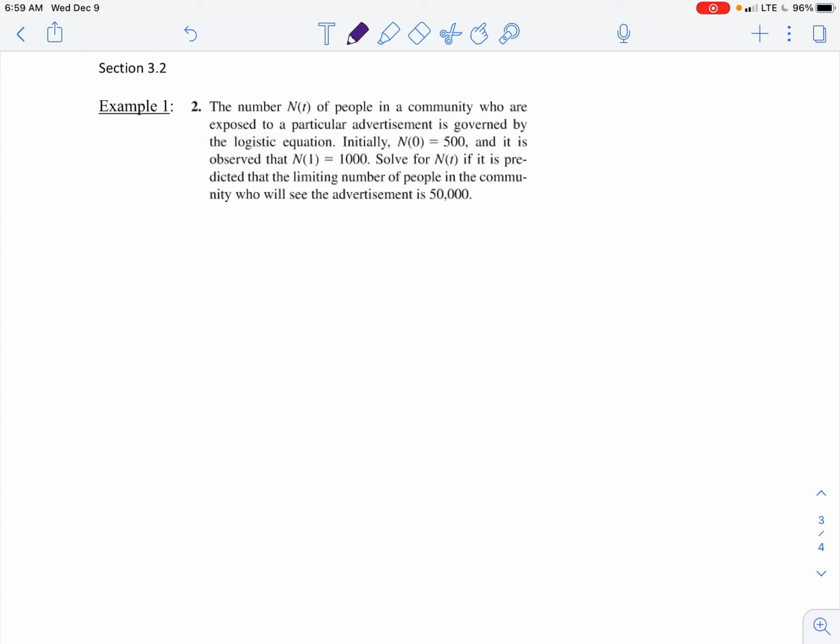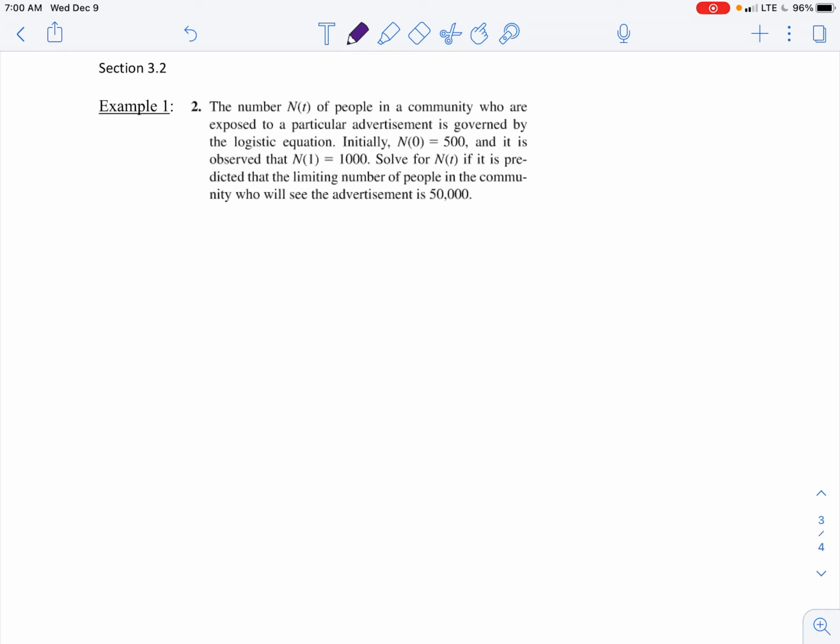Alright, so let's go ahead and use the logistic function to help us solve a situation that's modeled, for example, 1. The number N of t of people in a community who are exposed to a particular advertisement is governed by the logistic equation. Initially, N of 0 is equal to 500, and it is observed that N of 1 is equal to 1,000. Solve for N of t if it is predicted that the limiting number of people in the community who will see the advertisement is 50,000.